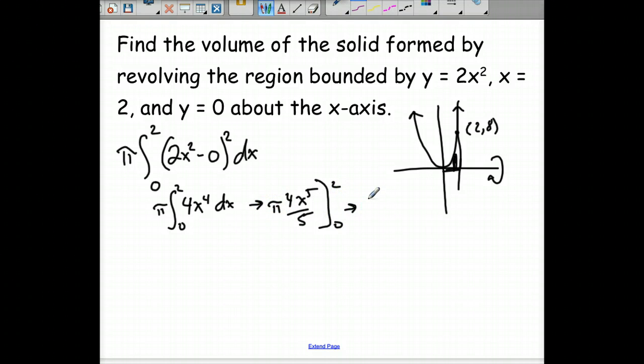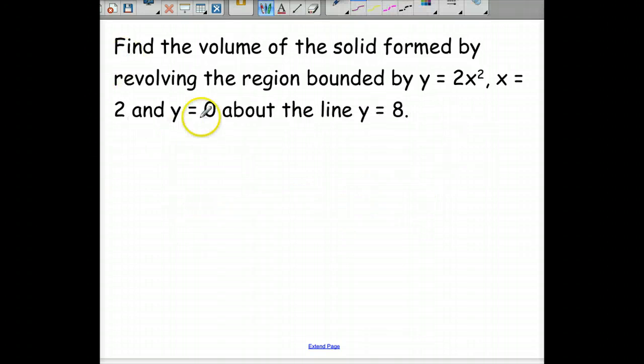So that would be 2 to the 5th is 32. 32 times 4 is 128. So we have 128 pi over 5. Minus 0.